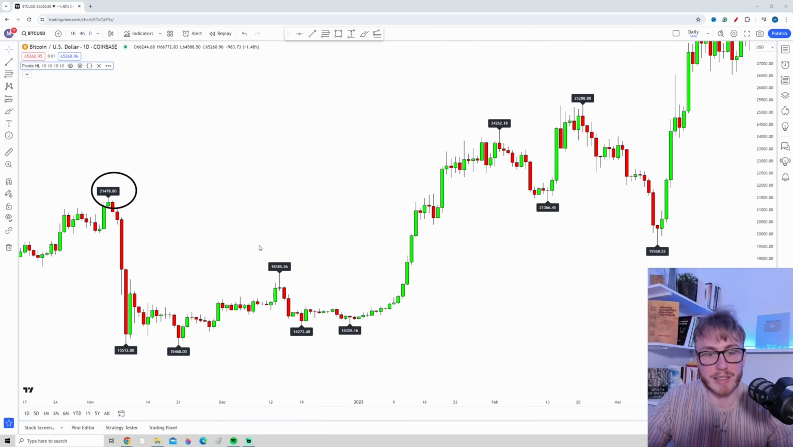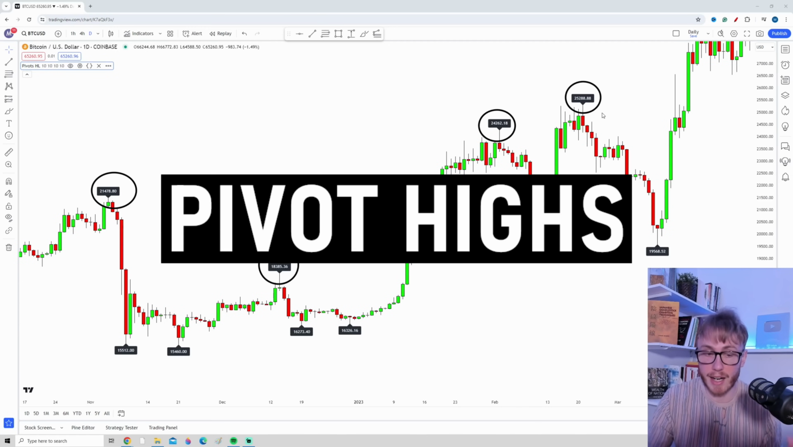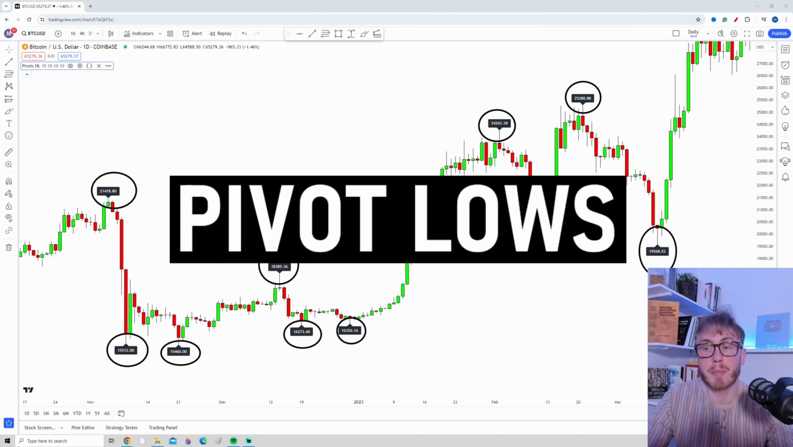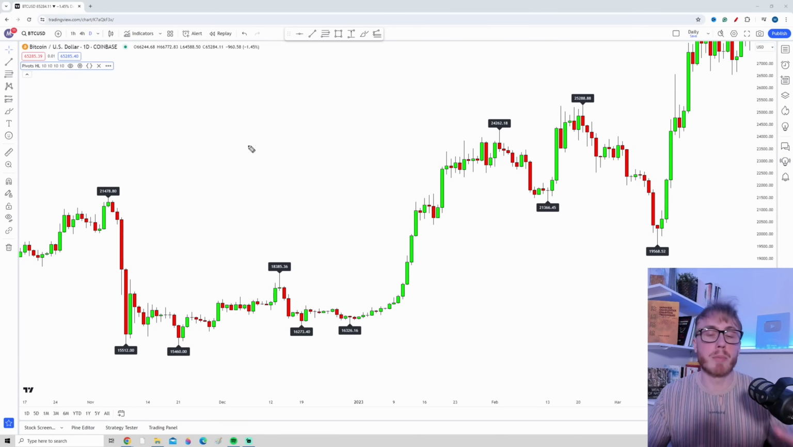And these points right here, which you can see on the top, are what we call pivot highs. And the opposite is also true, so all of the points that are lows here are simply called pivot lows. And now, before we change the settings of this indicator to make the pivot points more significant, we of course first have to understand what a pivot point is in the first place. So what is a pivot point?